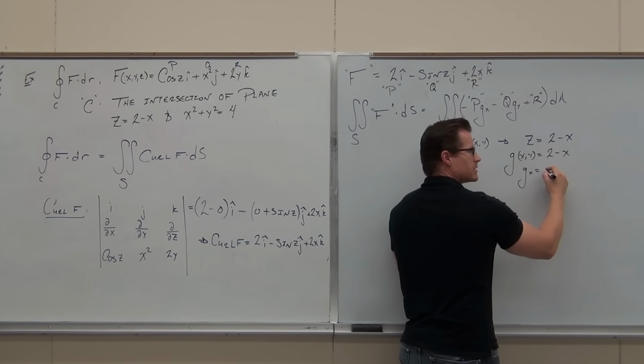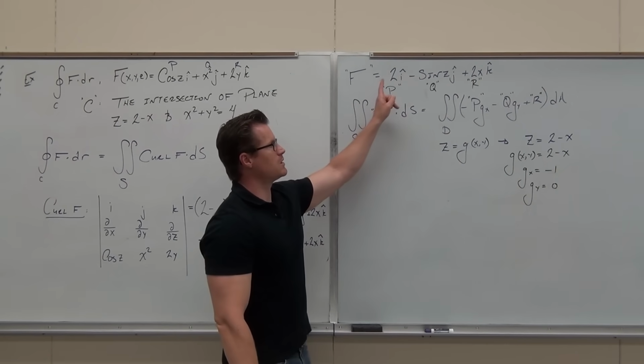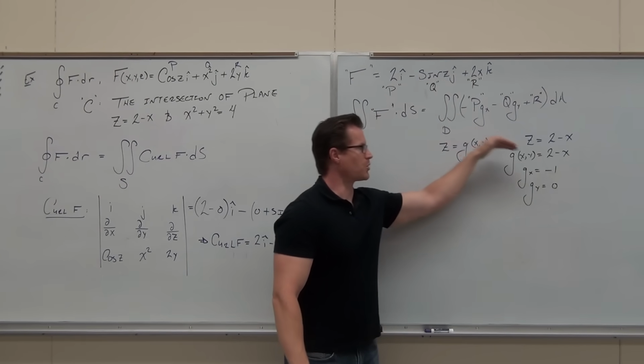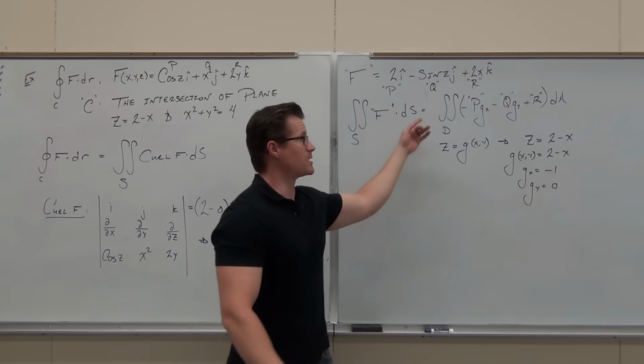Come on, don't let me down now. What is it? -1. And the partial derivative with respect to y is? 0. Okay. Can you take your new p, your new q, your new r, your partial derivatives of the surface that we just defined, z as a function of x and y, and put them in that double integral?